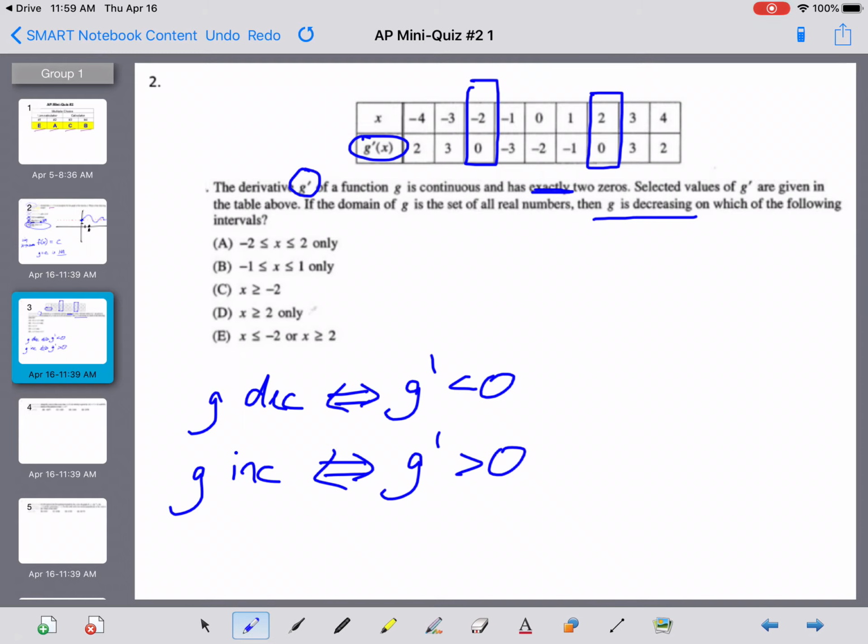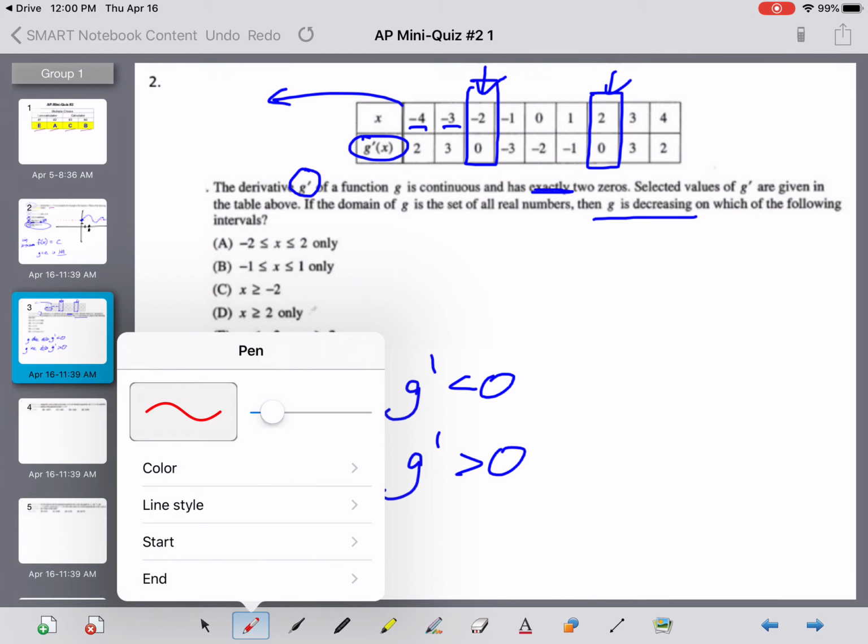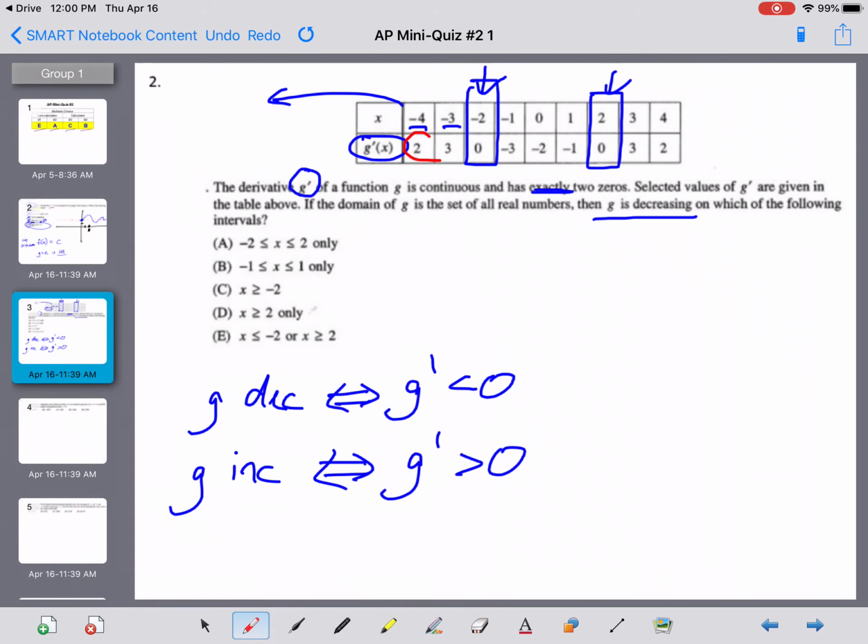Inversely, we know that g is going to increase on any interval in which g prime is going to be positive. So what we know right here, everybody, is that our derivative, g prime, is only equal to 0 twice, once at -2 and once at +2. That means that everything to the left of -2, and here they've given you -4 and -3, but anything further than that, the derivative of g is always going to have the same sign. And here we see that those values of g prime are positive.